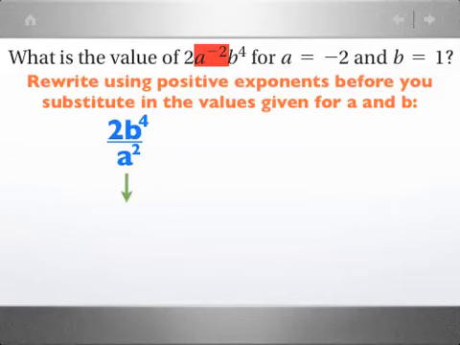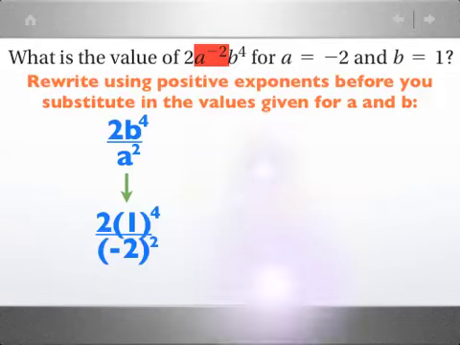Now I'm going to go ahead and plug in -2 for a and 1 for b. Make sure that when you're plugging these in or substituting, you put them in parentheses. -2 squared in parentheses is different from -2 outside of parentheses squared. That means you're taking -2 times -2 instead of just -2 times 2. So now it's just order of operations.